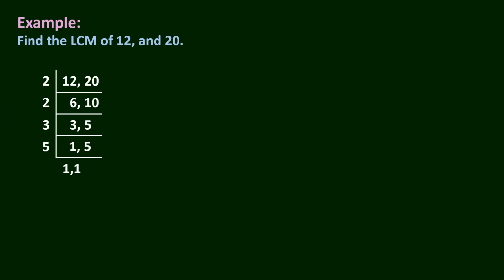1 is not divisible by 5, so leave it as it is. 5 is divisible by 5, so 1. We have got the remainder as 1, 1.